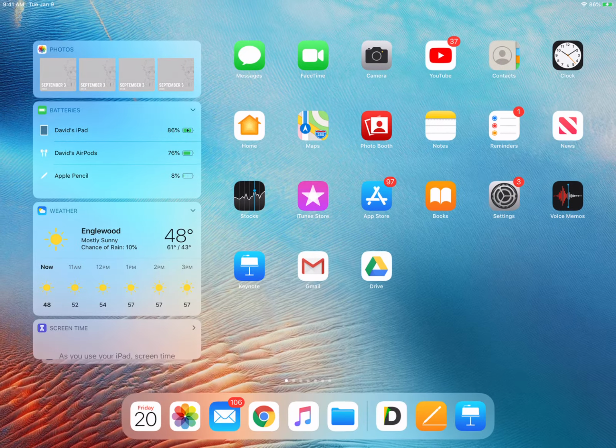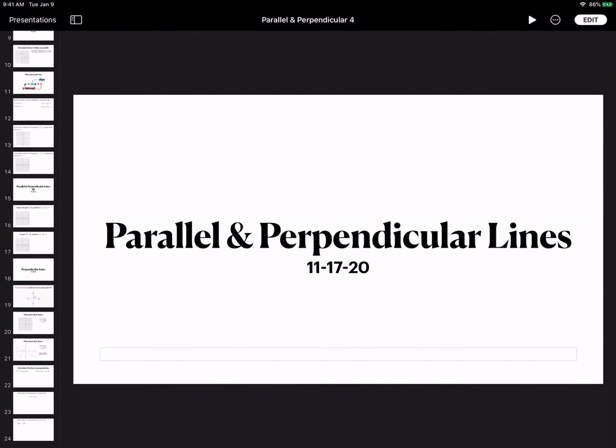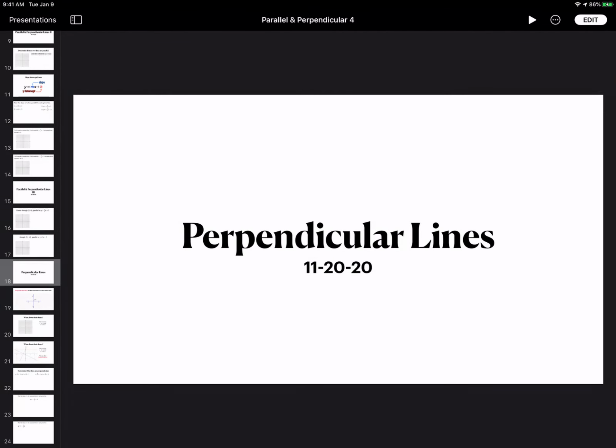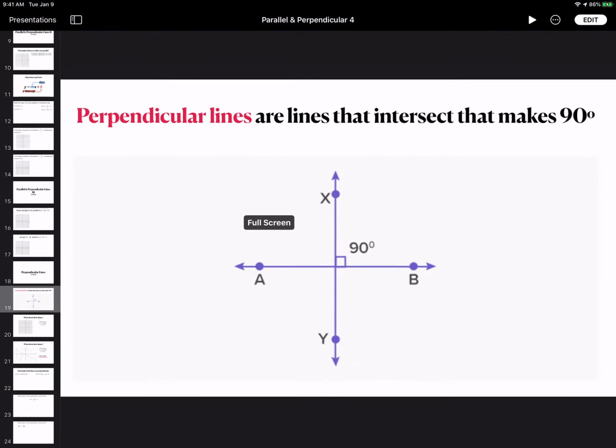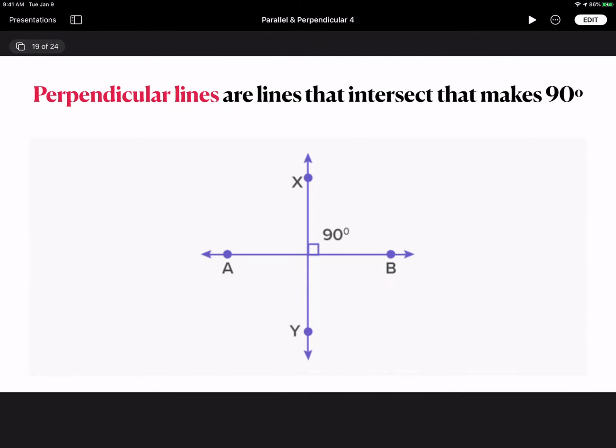Okay, so now what I want to do is go over perpendicular lines. Perpendicular lines are lines that intersect and make a 90 degree angle. So this is an example of a perpendicular line. Pause the video, and if you want to write this down and copy the picture, please go ahead.